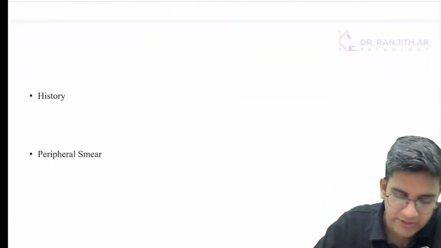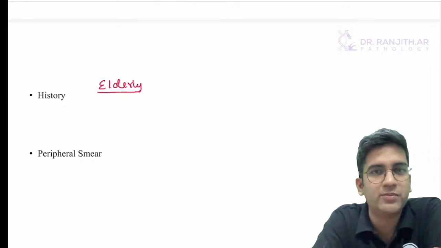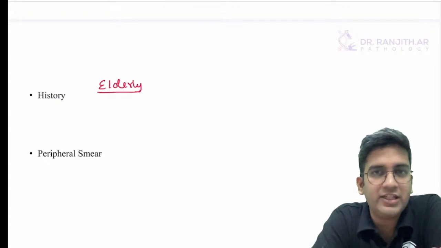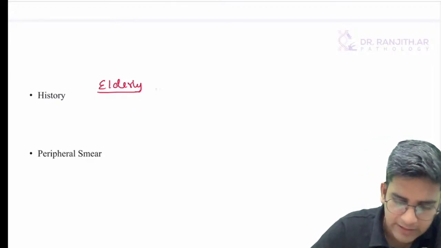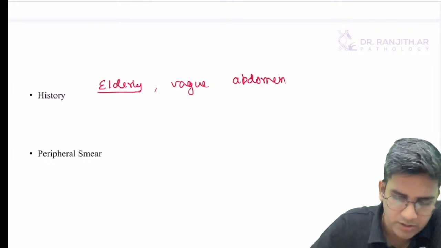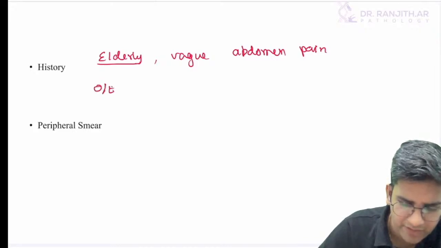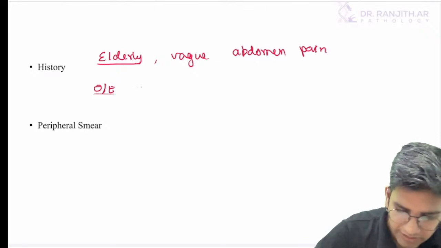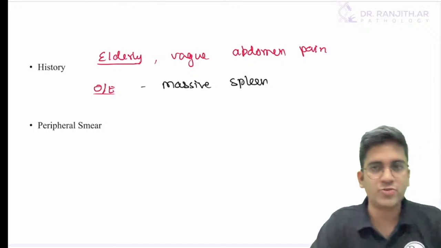Fine. Okay. History: elderly or young? Elderly. What will be the classical history of CML? An elderly patient presenting with a very vague abdominal pain or heaviness due to a massively enlarged spleen. That will be the classical symptom in the elderly. Most of the symptom will be that, because splenomegaly is an examination finding, right? Symptom will be a vague abdominal pain or a vague left side pain, something of that sort. On examination, by default, you'll have a massively enlarged spleen. Massive splenomegaly is classical, right?